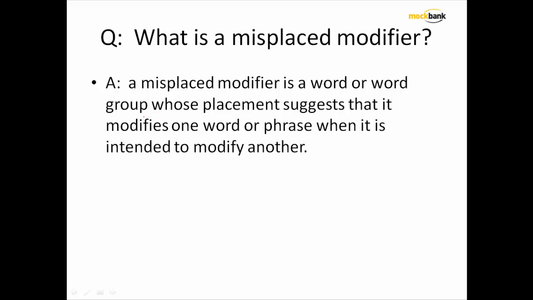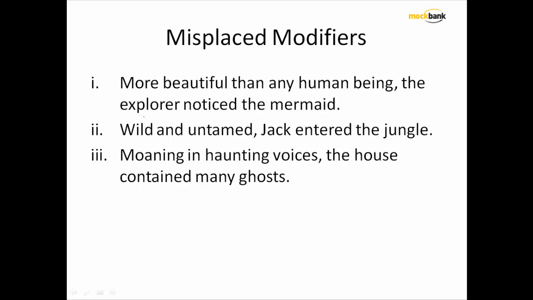So what is the definition of a misplaced modifier? A misplaced modifier is a word or group of words whose placement suggests that it modifies one word or phrase when it is intended to modify another. It was used to modify some other word or phrase, but it ended up doing something else. That is the meaning of misplaced modifier. Let us try to see the examples. We will solve these examples in the next video, but I would like you to understand these examples.